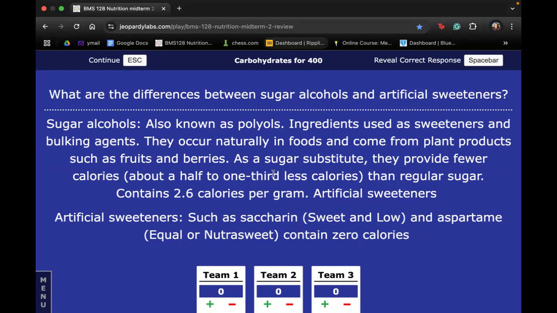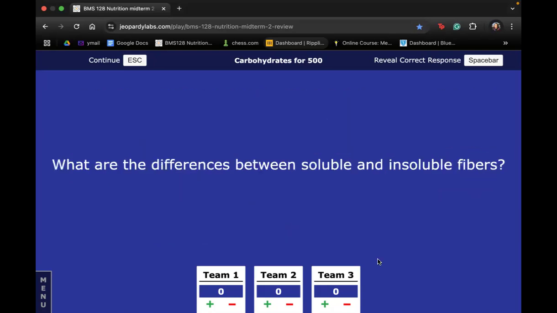Artificial sweeteners such as saccharin and aspartame contain 0 calories. So it's basically a calorie difference. And people prefer this because sugar, do you remember how many kcal per gram that is? Is it 4 calories? Yeah, it's four. So this is significantly less, which is why sometimes when people are looking for less, they pick these instead. What are the differences between soluble and insoluble fibers?